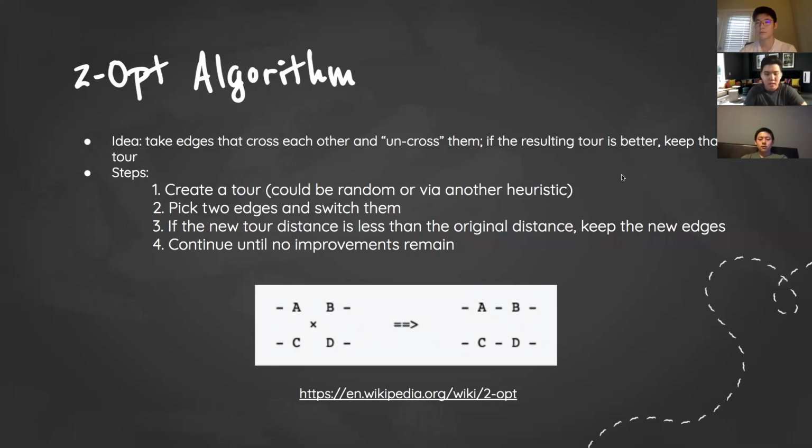You can see in this picture here what that would look like. If A and D and C and B are initially connected, then you would quote unquote switch them by connecting A to B and C to D. Now, if this switch resulted in a tour distance that was less than the original distance, you would keep the new edges. Otherwise, you would just keep on picking edges, and you would continue until there are no improvements remaining.